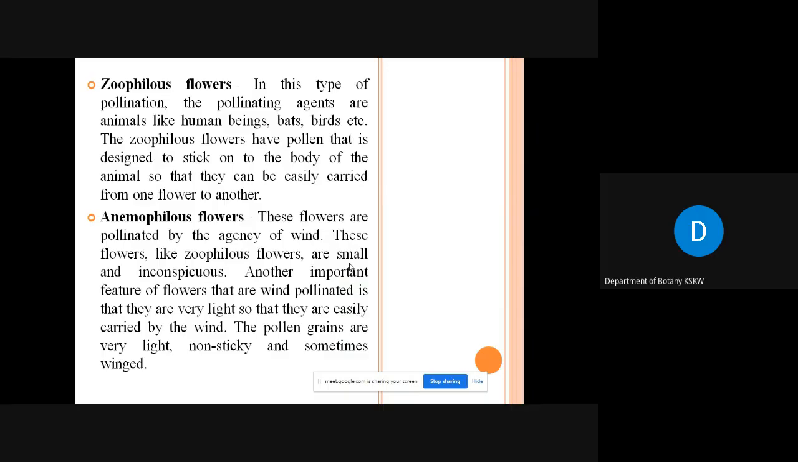Then anemophilous flowers, where the flowers are very small, inconspicuous, light in weight, and can easily be carried by the wind. The pollen grains are non-sticky and winged so that they are adapted to float on the wind currents.